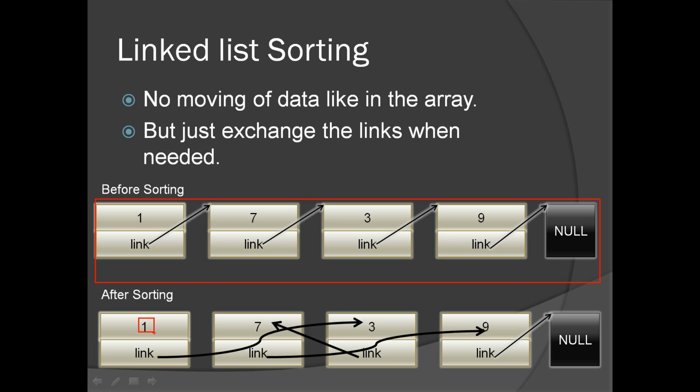After sorting, it will become: 1 is here, link of 1 points to 3, link of 3 points to 7, and link of 7 points to 9. So it is 1379, which is sorted. As you can see, we have not changed the data in the nodes, but we have just exchanged the links. Now we're going to see a demo of this.